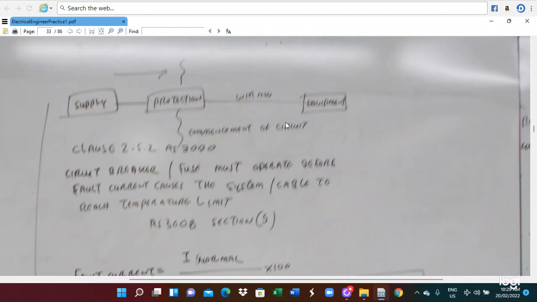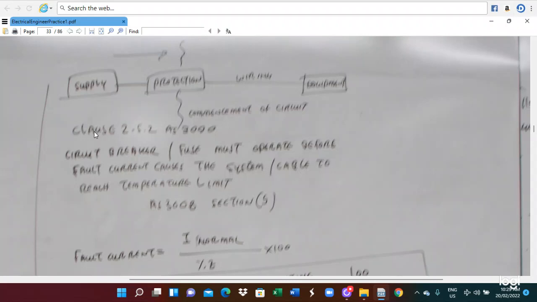So this is the commencement of the circuit. From this circuit, the final circuit, this is the protection equipment, the commencement of the circuit. And for these protection equipment, we have to utilize clause 2.5.2 of the AS3000. So this AS3000 clause 2.5.2 mentions that the circuit breaker or fuse must operate before fault current causes the system and cable to reach the temperature limit.